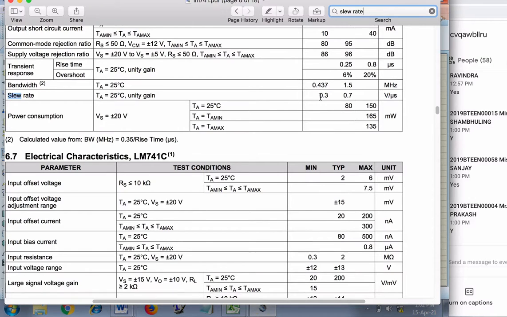0.3 typical, 0.7 maximum volts per microsecond. It means this is the maximum rate at which the op-amp will be able to change its output. Okay. Did you understand this?